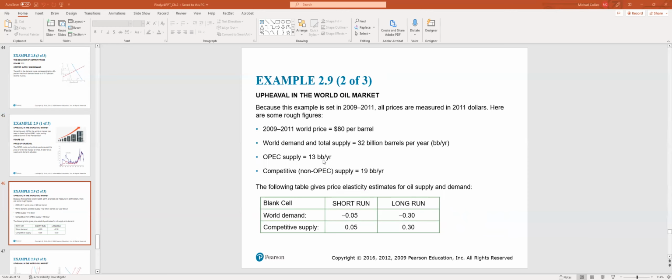OPEC supplied about a third of those, and then the rest came from a variety of other countries outside the Middle East. So in the long run, the world supply is more elastic, and competitive supply in the long run is also more elastic, because we don't do it as much anymore. But you'd have these deep sea oil rigs, where you're building an oil drill in the middle of the ocean floor. Those are like the most expensive ones to build. You'll only build those if you're getting $100 a barrel.